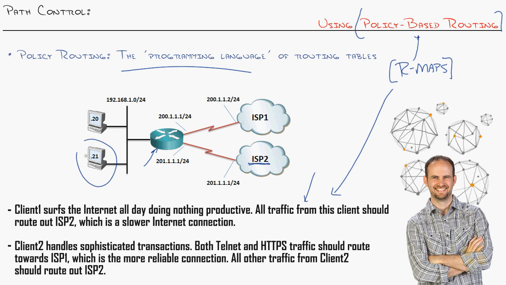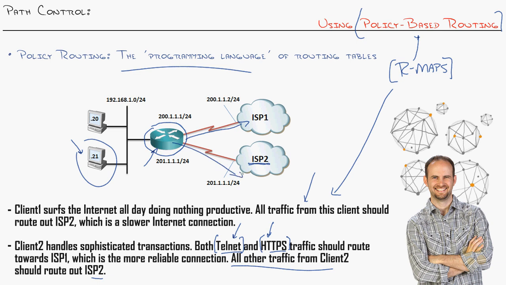Whereas meanwhile, client two, let's just say it's this guy, handles sophisticated transactions. He's making up for client one. Both Telnet and HTTP traffic should route towards ISP1. So we're identifying certain types of traffic. Isn't this powerful? So again, overruling the routing table altogether and saying, okay, if he sends Telnet or HTTPS and it's from this guy, that's going out ISP1, which is the more reliable connection. However, if he's not doing that, that'll just go out the normal route of ISP2.